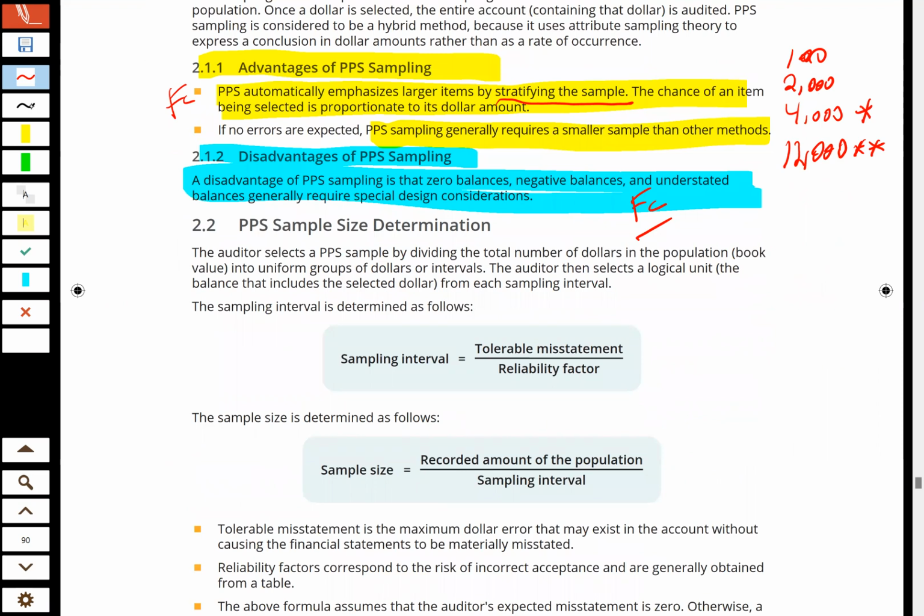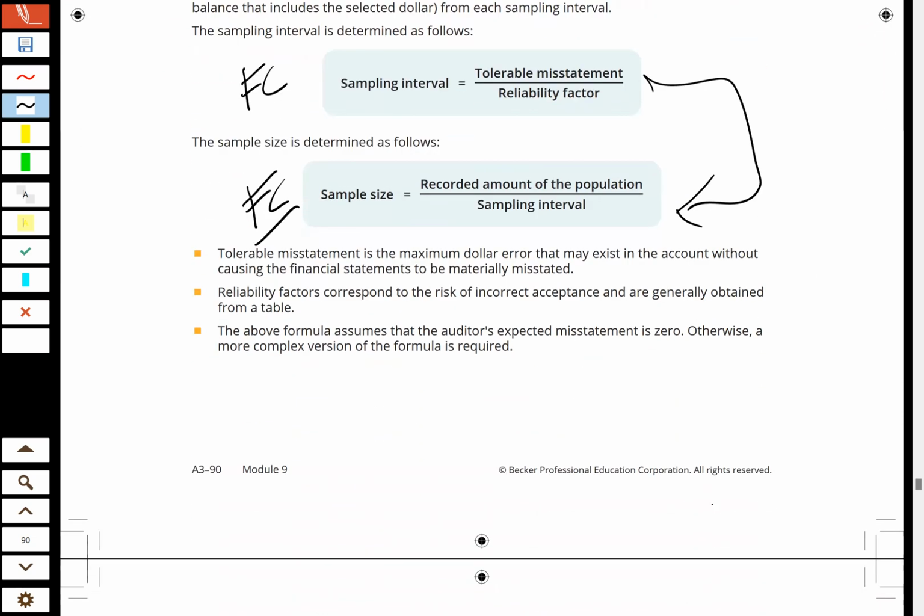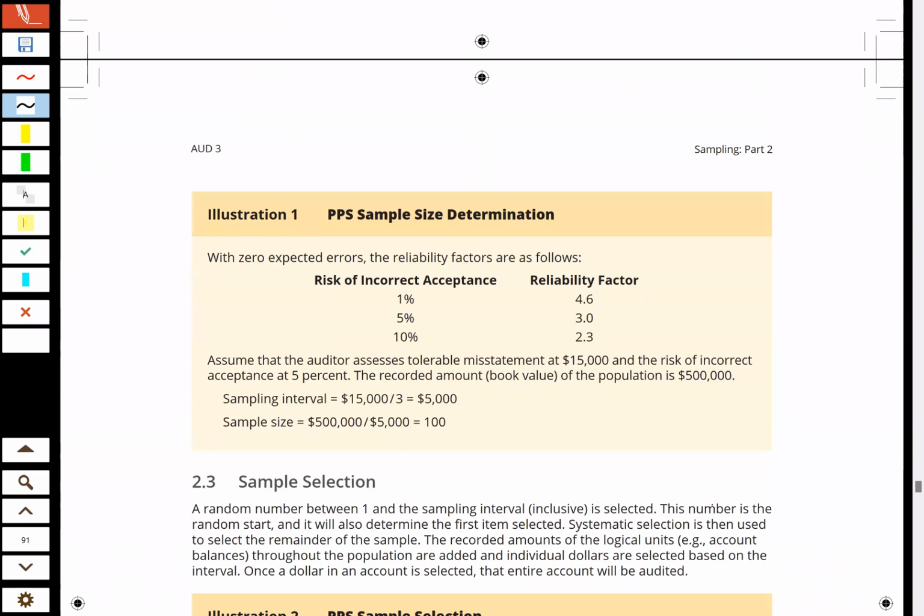Now we come over, we've got the advantages, disadvantages, and then we're going to go ahead and play with some numbers here. But it is worthwhile to go ahead and flashcard how you calculate that sampling interval that we were just sort of messing around with, which is your tolerable misstatement divided by something called a reliability factor, will give you a sampling interval, and then your sample size will be whatever that sampling interval is that you just calculated above, divided into the recorded dollar amount of the population. Now, let's go ahead and use a numeric example.